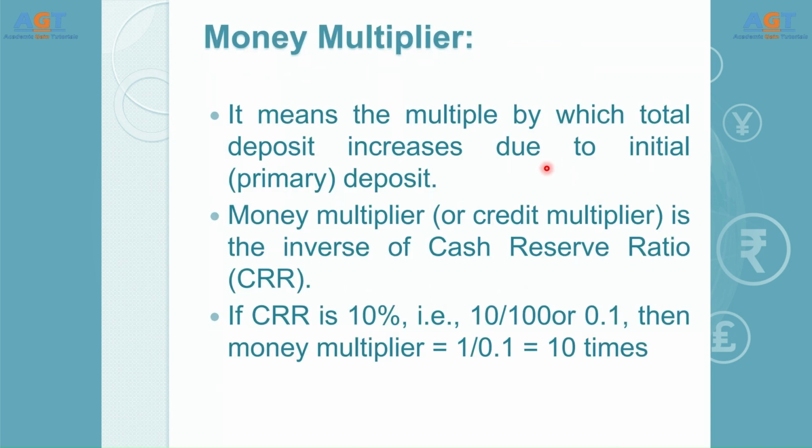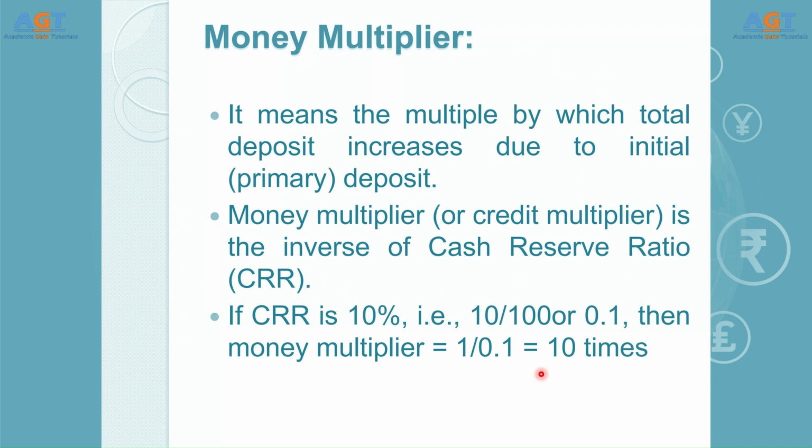Money multiplier means the multiple by which total deposits increase due to an initial or primary deposit. It is also known as the credit multiplier. Importantly, the money multiplier is the inverse of the cash reserve ratio, CRR. For example, if CRR is 10%, that is 0.1, then the money multiplier is 1 divided by 0.1, which equals 10 times. This means the banking system can create deposits up to 10 times the initial deposit.